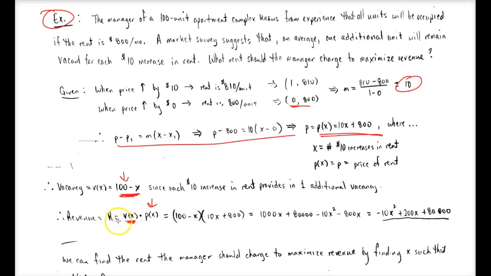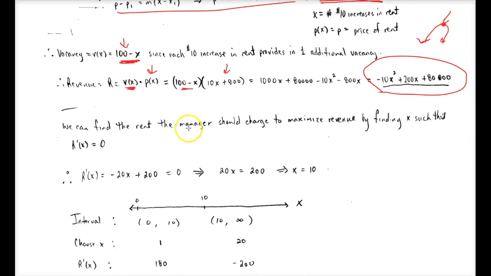Here we see that vacancy is just 100 minus x. The price is just 10x plus 800. When we multiply all that together, we get a quadratic function that opens down. So we know from algebraic terms that we're going to have a maximum for revenue. And of course, this is a calculus course, so we're going to do it the calculus way.